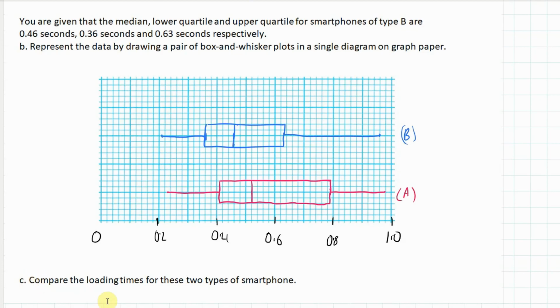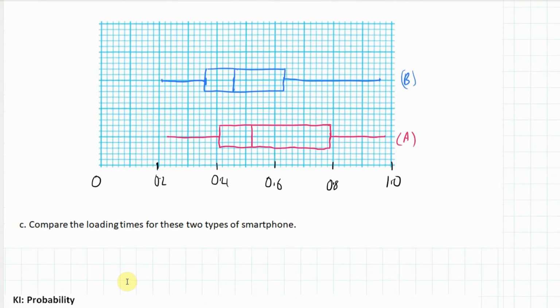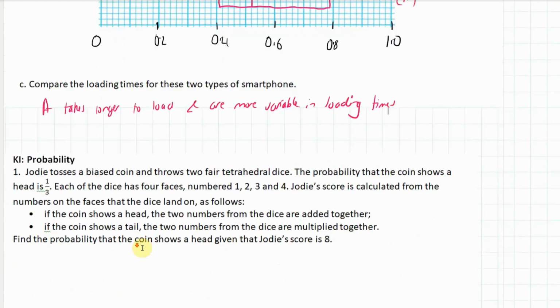Compare the loading times. Well, what can we say about this? I guess we can say A takes longer to load. The A cell phones take longer to load, and you can see they're more variable and are more variable in their times and loading times, and you can see that because of the size of the box. Okay, well, there we go.